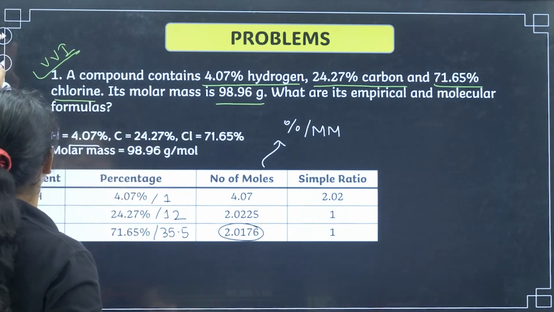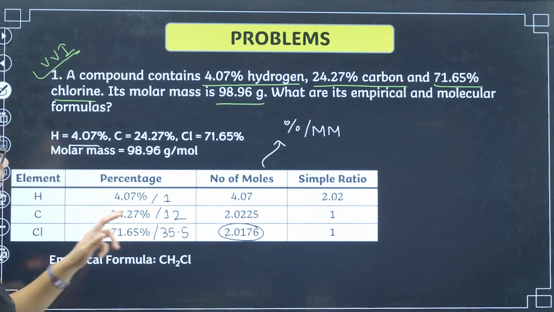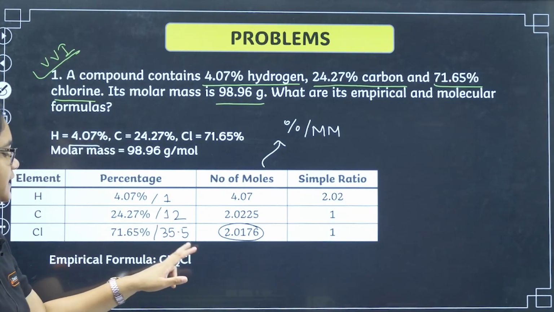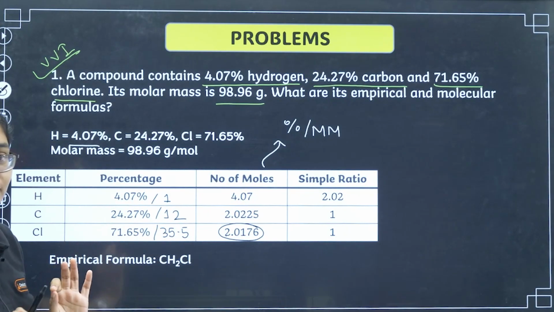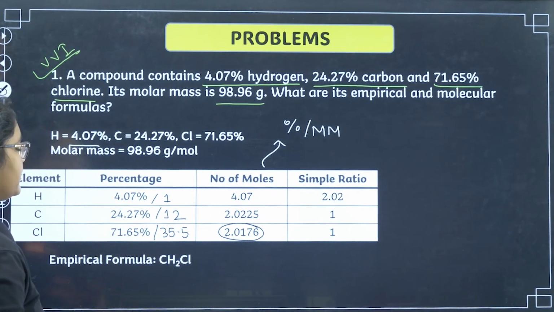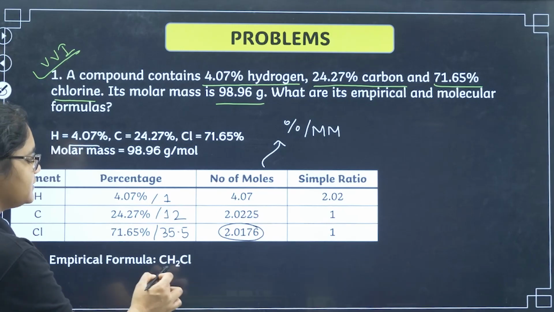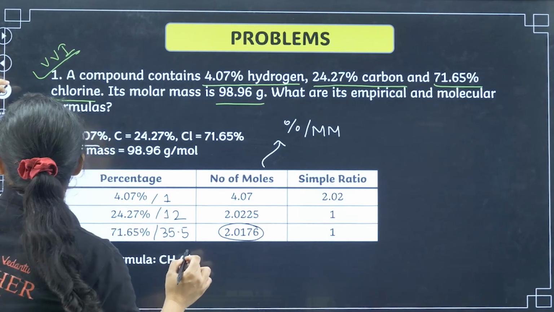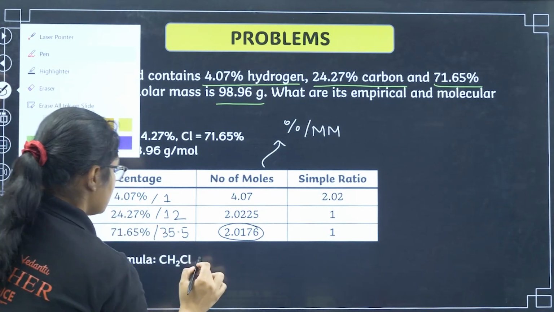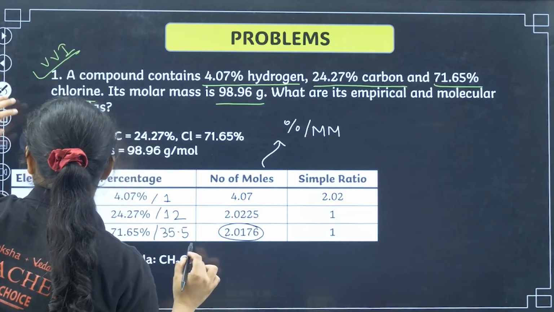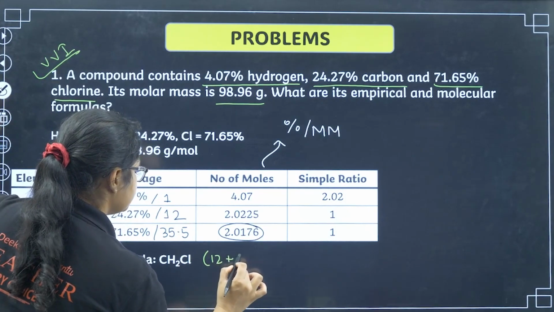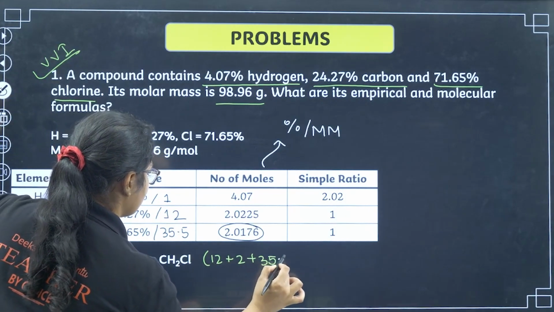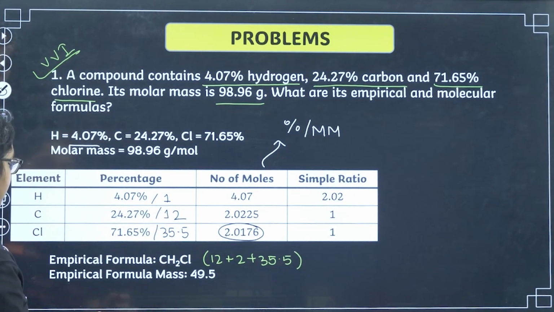So what is my empirical formula now? Empirical formula will become CH2Cl. Okay, this is my empirical formula. What was the next step? To calculate the empirical formula mass. So carbon is 12, hydrogen is 2, plus 35.5 is chlorine. So if I add this, I'll get empirical formula mass is 49.5.